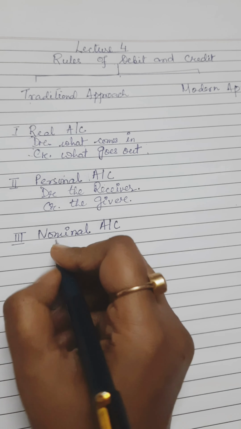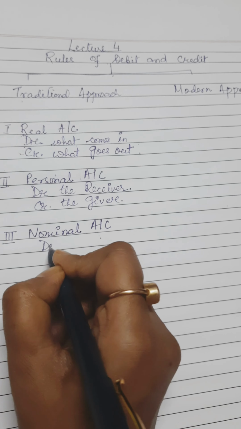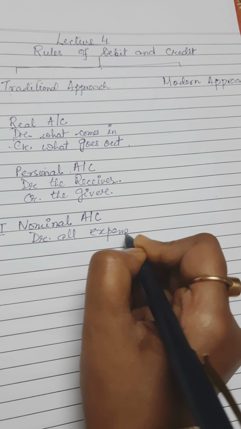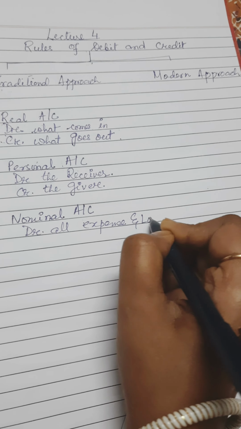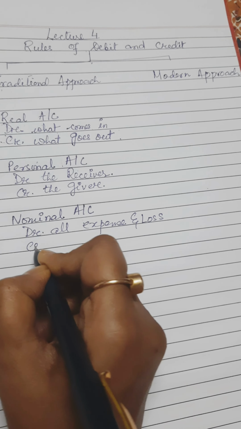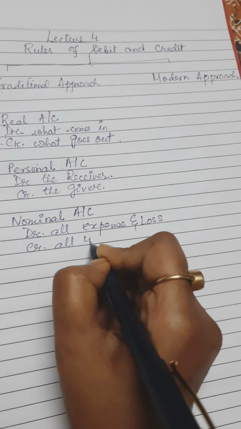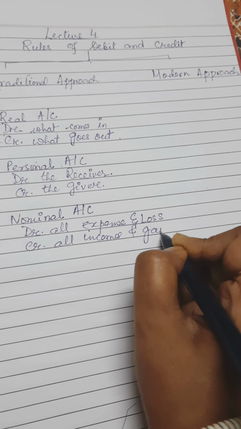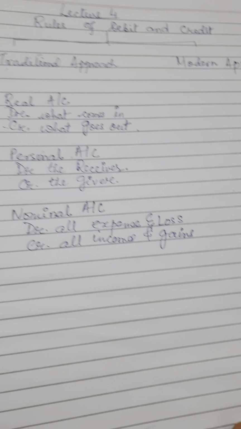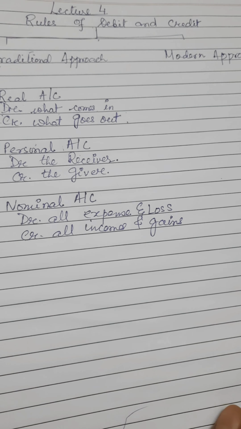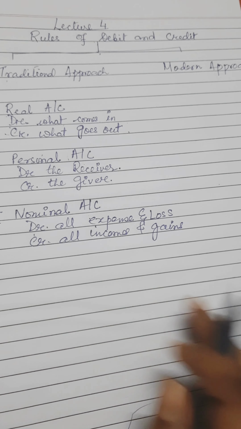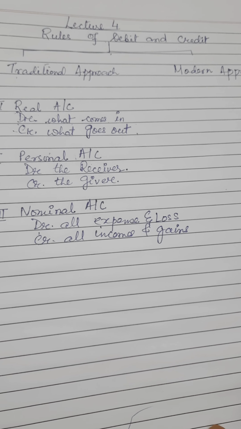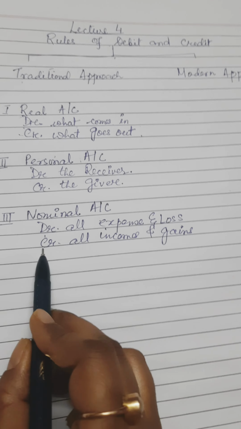Coming to the next rule, that is nominal account: debit all expenses and losses, credit all incomes and gains. So if you have made some expenses, for example, salary is paid, payment of salary is an expense, so you will debit the salary. If you have received interest, receiving of interest is an income for you, so you will credit it.